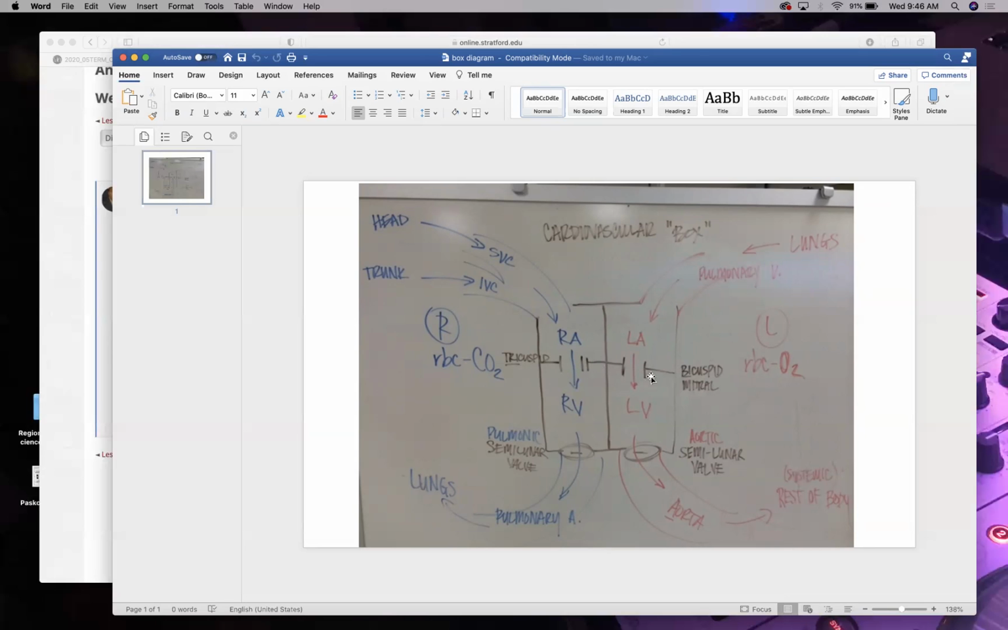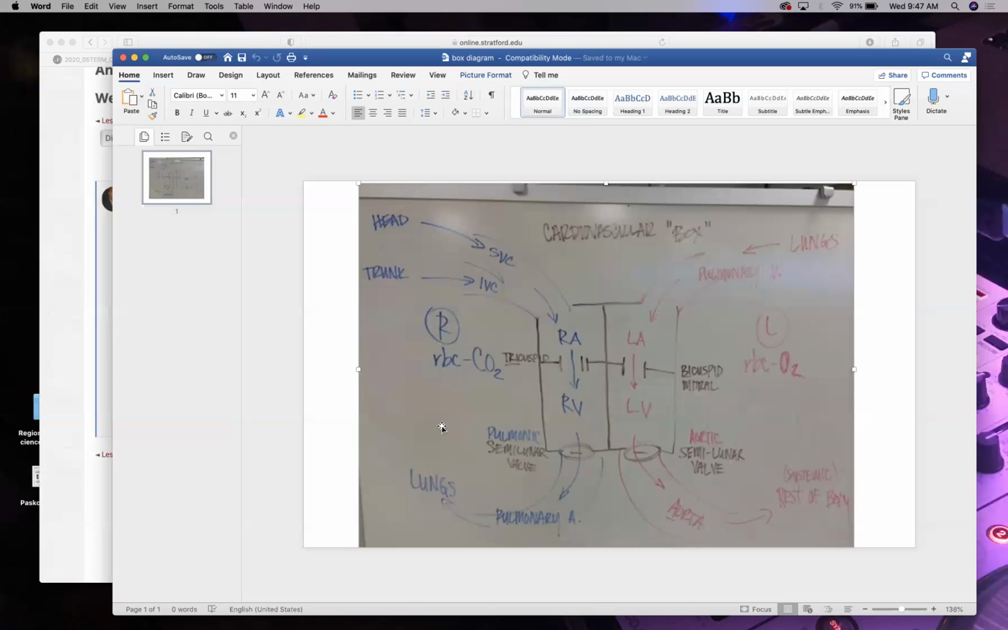Know your valves. The valve on the left side is your bicuspid or mitral. Notice I only draw 2 doors here. The valve on the right, between your right atrium and right ventricle, these are your AV valves, right? Left atrium, left ventricle. That's your tricuspid. Notice I drew 1, 2, 3 lines here. That's your tricuspid. Then you have your semilunar valves here. One's going into the aorta, so that has to be the aortic semilunar valve. So the aortic semilunar valve has to be on the left side of my patient. The pulmonary or pulmonic semilunar valve has to be on the right side of my patient.